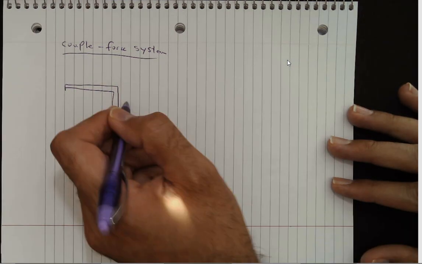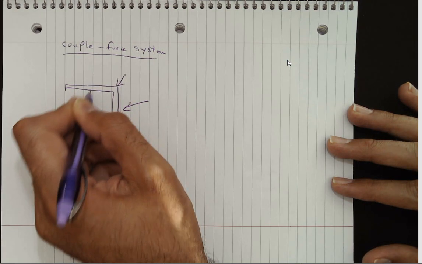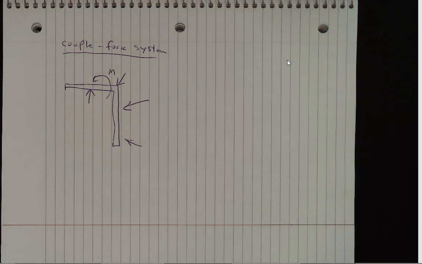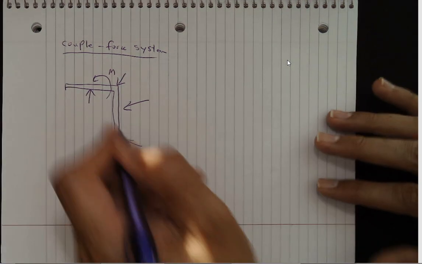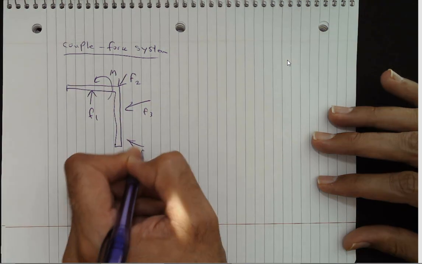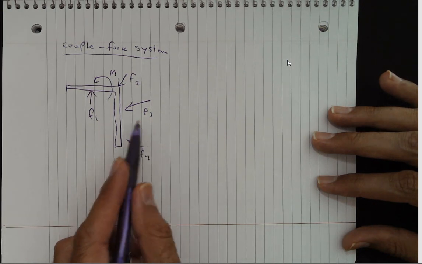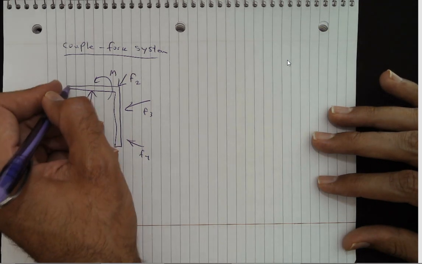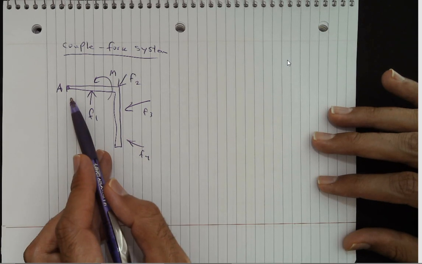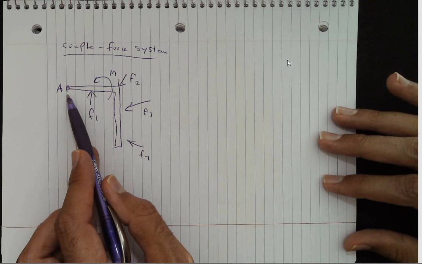in this structure, I have different forces that I apply, and there could be different external moments, right? The moment that I apply from outside. So I have forces F1, F2, F3, F4. I'd like to replace the whole force and moment system at a given point A. If I carry all this to point A, what would happen? What's the equivalent of this whole system at point A?